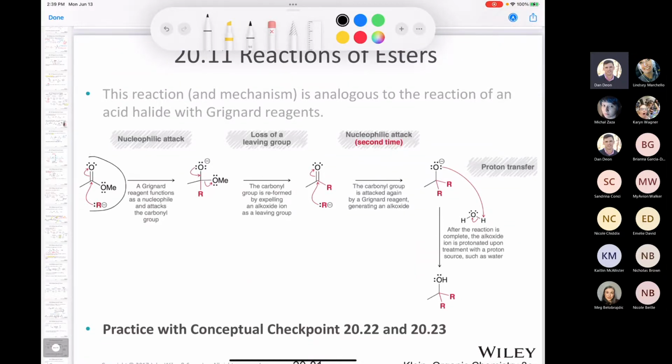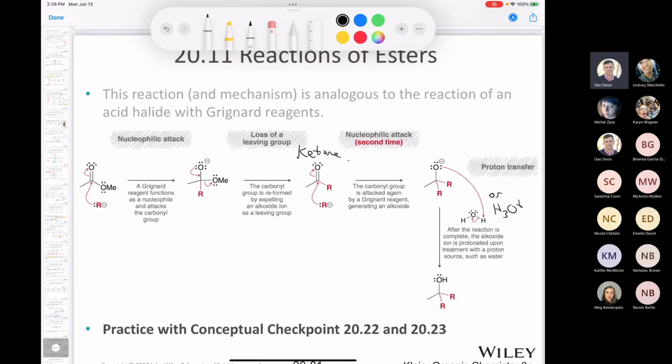You get one nucleophilic attack, you lose your alkoxide, you make a ketone, and a ketone can, of course, undergo nucleophilic attack by a second Grignard. Then you have water, and again, you could draw this step with aqueous acid, hydronium. That would work too, and you end up with a tertiary alcohol.